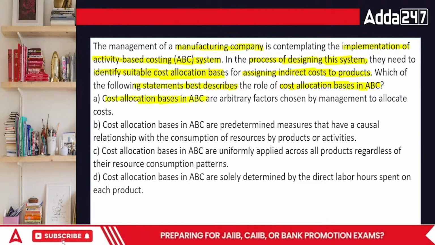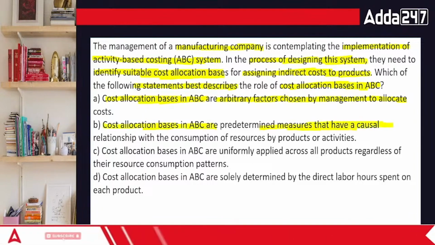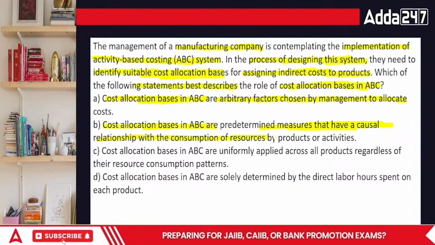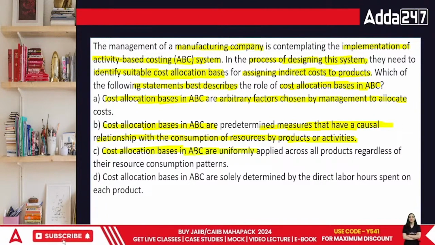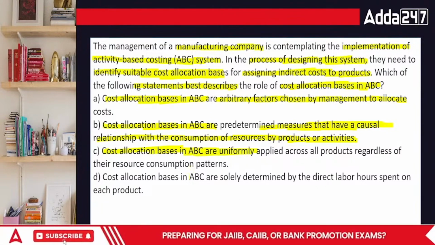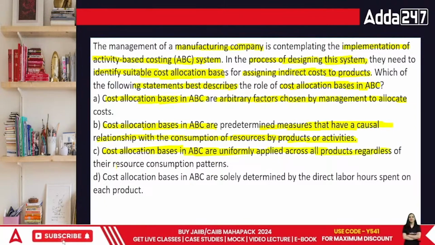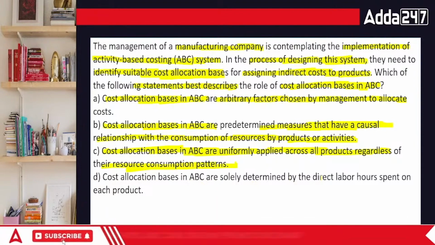Cost allocation basis in ABC are arbitrary factors chosen in terms to allocate cost. Cost allocation in ABC are predetermined measures that have causal relationship with the consumption of resources with the products. Cost allocation in terms of ABC, activity based costing. Okay, let's finish off the particular options and I'll tell you about it. Applied across the products regardless of their resource patterns, or cost allocation is solely determined by direct labor hours spent.